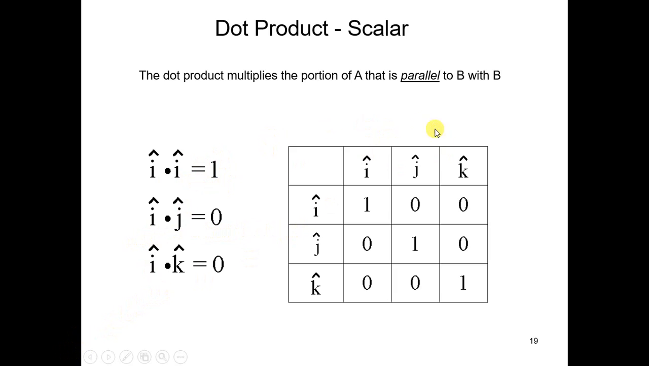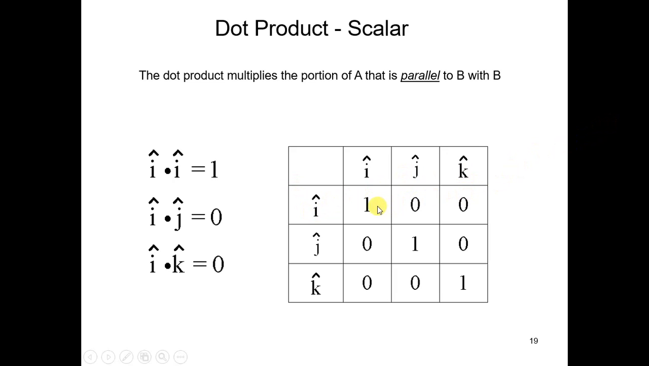See here, I am making a table for you. There is i multiplied by i; this dot product is 1. If we multiply j with i, it equals 0, and whenever we take the dot product of i with k, it is also 0.